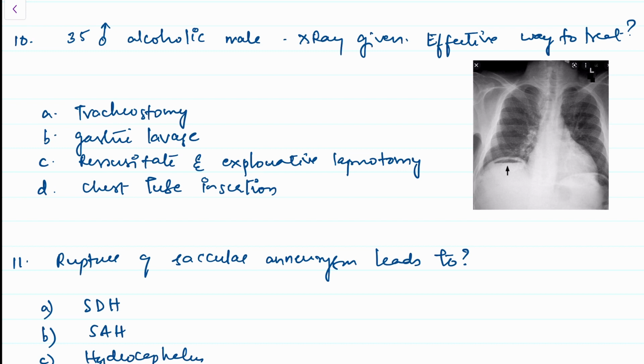Next up, a 35-year-old alcoholic male, X-ray was given, effective way to treat. So the X-ray clearly shows air under the diaphragm. So the answer would be laparotomy.